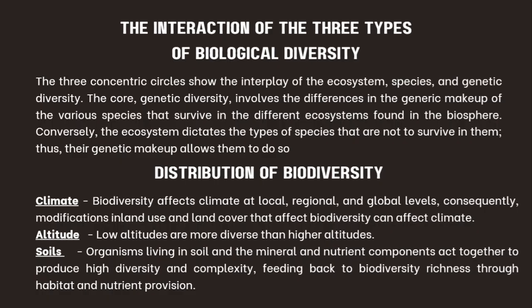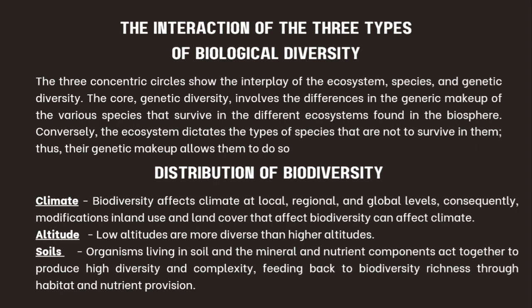So the next slide is the interaction of the three types of biological diversity. The ecosystem diversity, species diversity, and genetic diversity are interconnected. So in the interaction of the three types of biodiversity, ecosystem provides habitat that supports a specific species, each with unique genetic traits. So genetic diversity allows specific species to adapt to changes in their environment, ensuring the overall health and resilience of the biosphere. So this interconnectedness highlights the importance of conserving all three types of biodiversity.